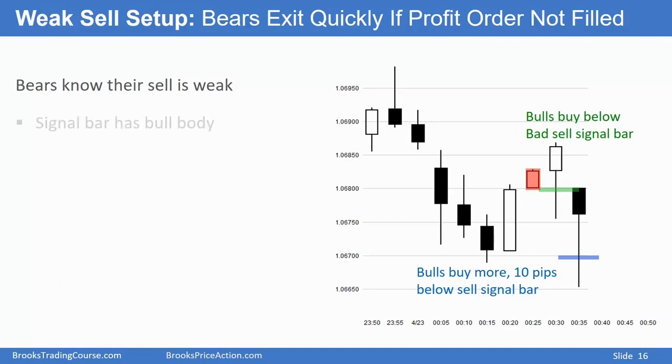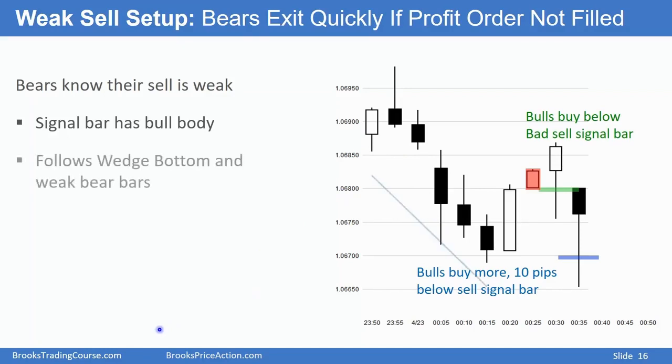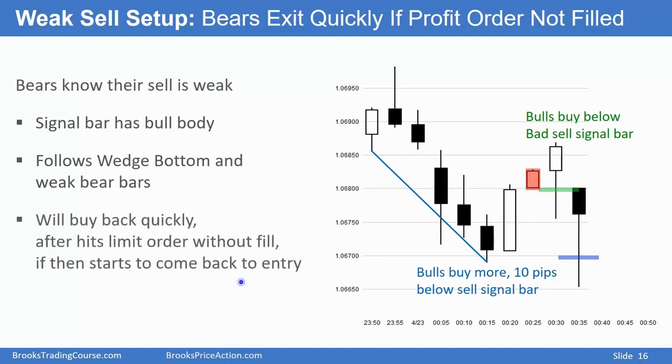The bears know that selling below this bar is a bad short, probably not going to be profitable. We have a bull body and consecutive bull bars and a weak sell-off. Arguably a wedge, 3 lows, 1, 2, 3. Might get a couple legs sideways to up. And these bears will be quick to buy back their shorts. Most of them, if they are scalping, are just looking for 10 pips.